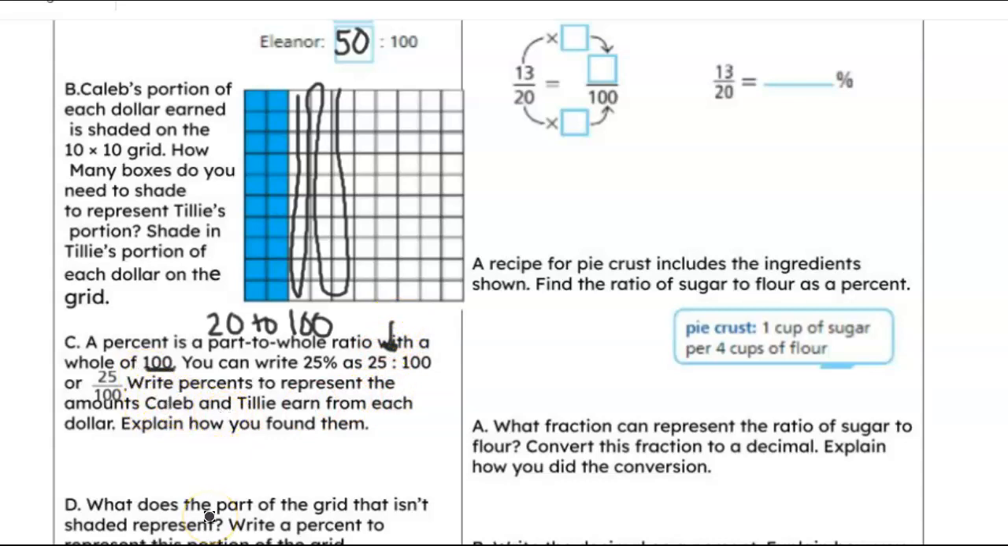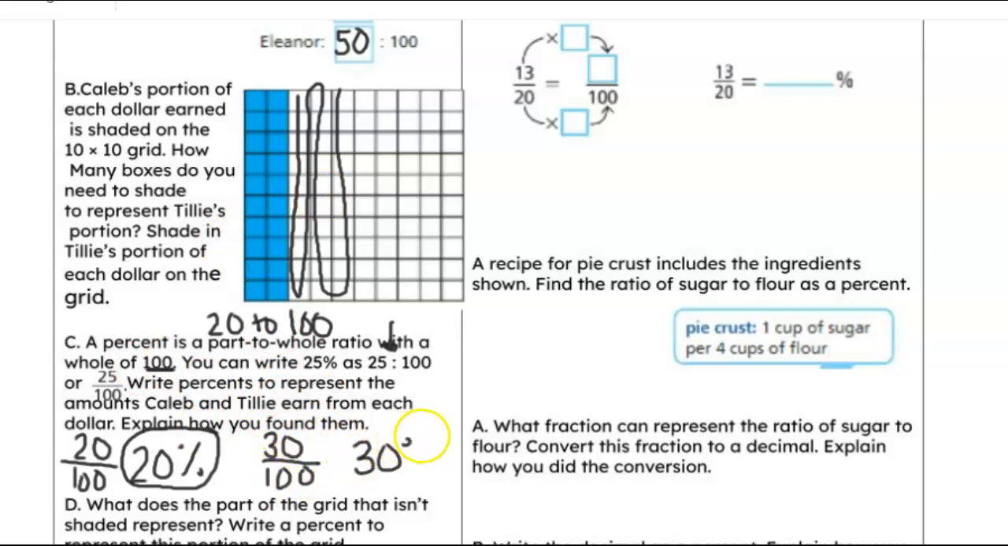Write percents to represent the amounts Caleb and Tilly earned from each dollar. So Caleb was 20 out of 100, and so that is 20%. Tilly was 30 out of 100, and so since 30 is written over 100, that's our percent. So we get 30% there.